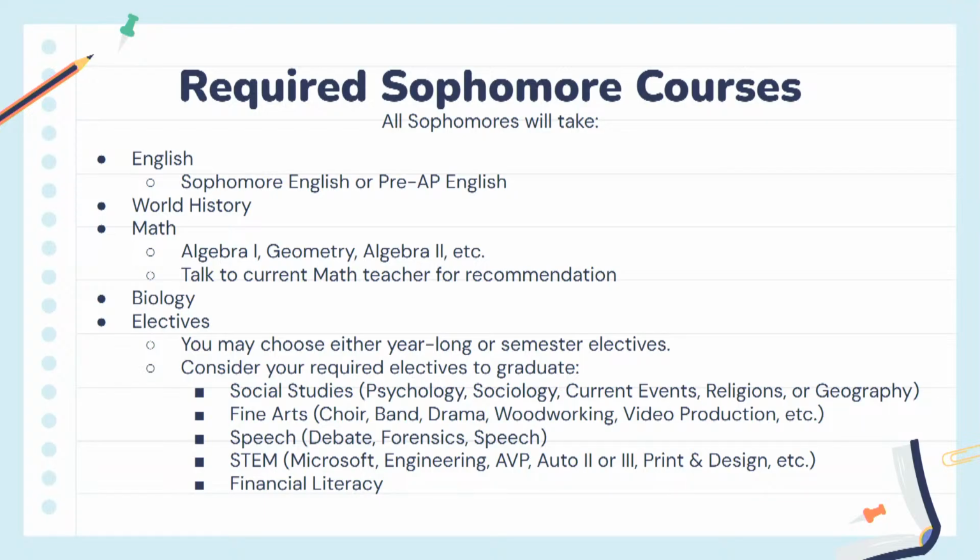You guys will be taking biology, so biology is your next science class. You are required to take physical science and also required to take biology. After that, the science class that you choose for your third year, or your junior year, is up to you, but you have to take biology.